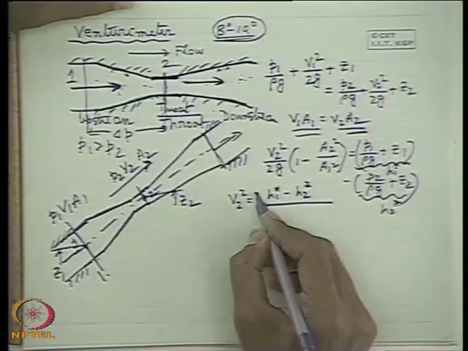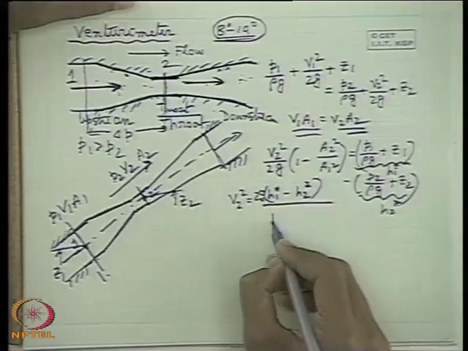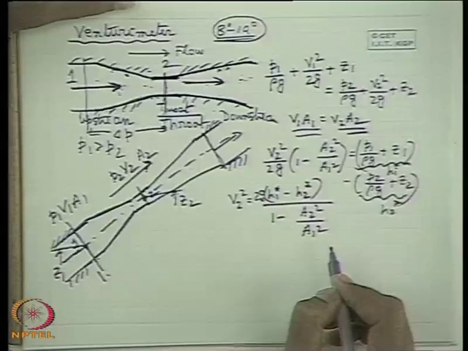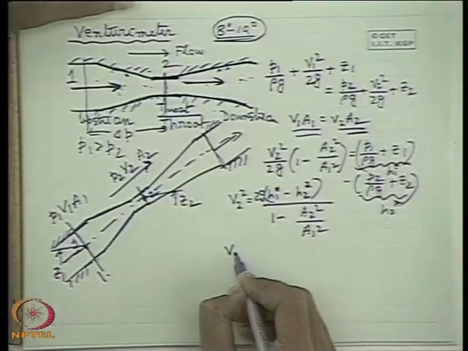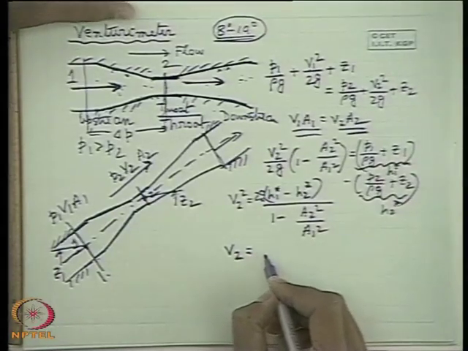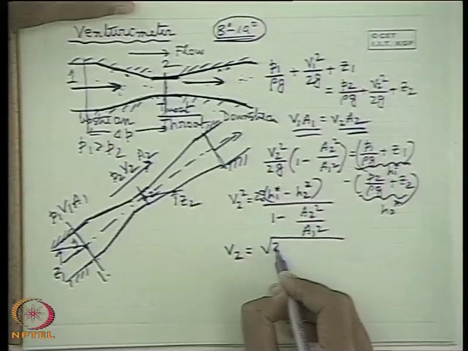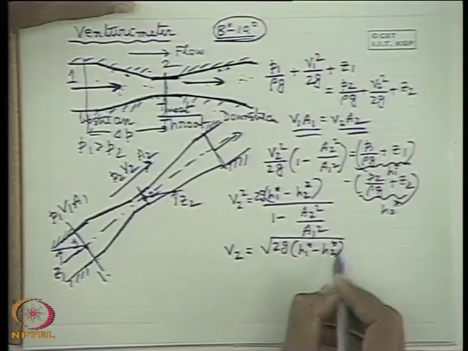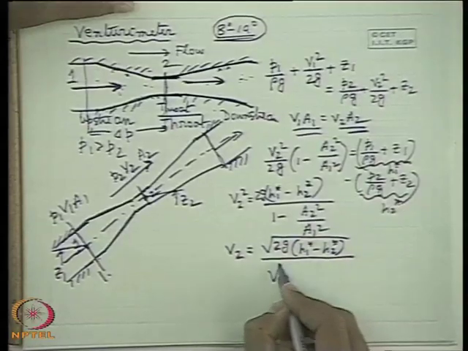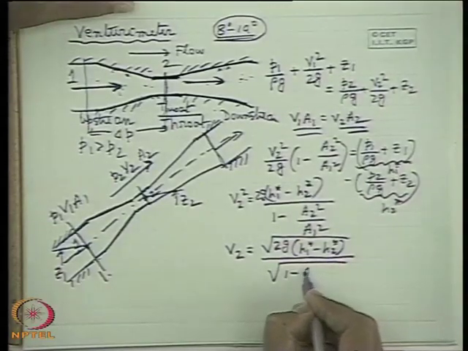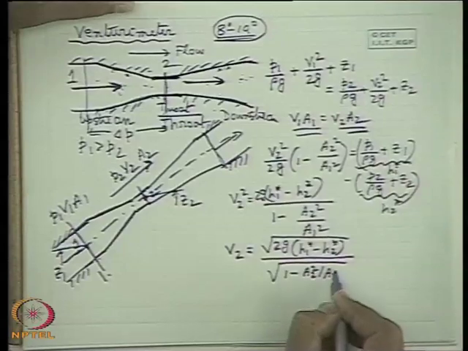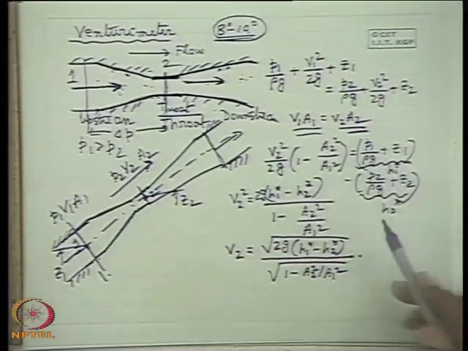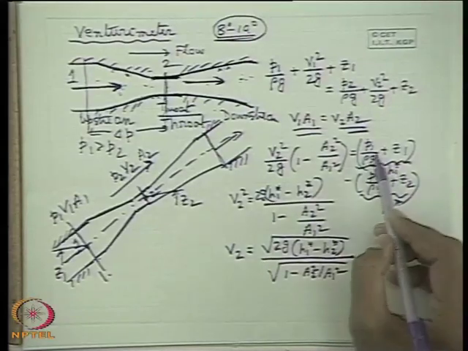2g into 1 minus A2 square by A1 square. Or we can write V2 is equal to root over 2g (H1 star minus H2 star) divided by root over 1 minus A2 square by A1 square. This is very simple.